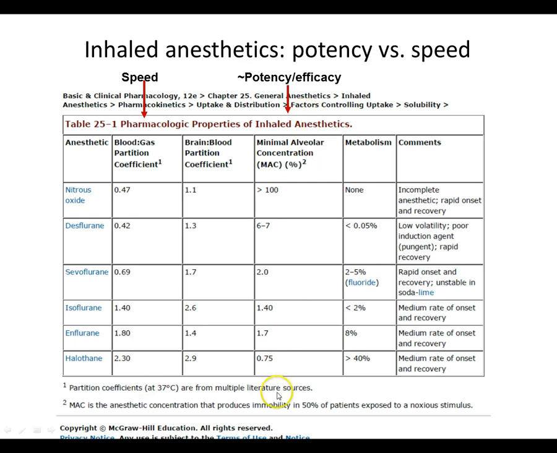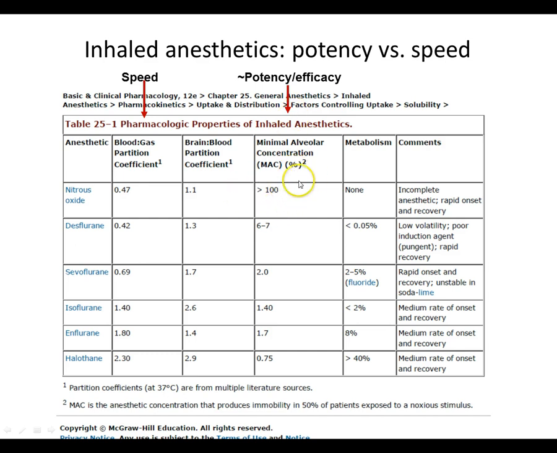The MAC values shown here, again, are not a very well defined parameter. It reflects potency and efficacy to some degree. Because it's just a single midpoint of a dose-response curve, it's hard to specifically call it potency, but this is essentially a measure of the strength of the inhaled anesthetic.